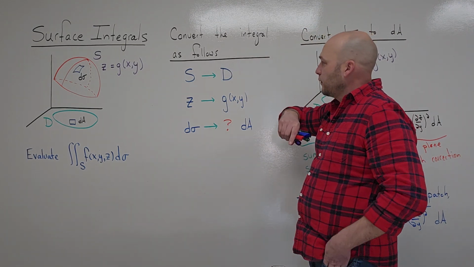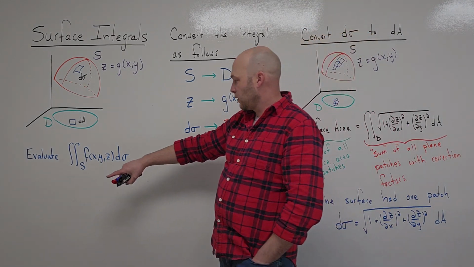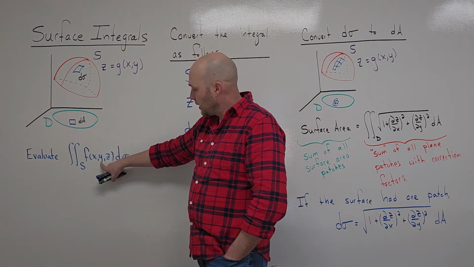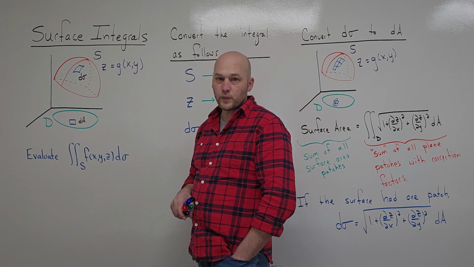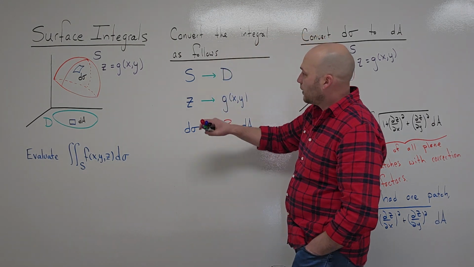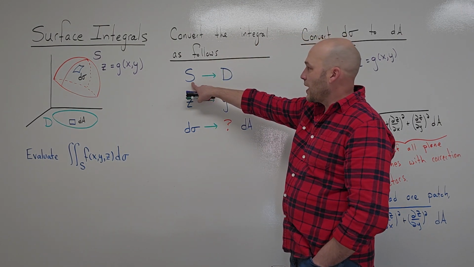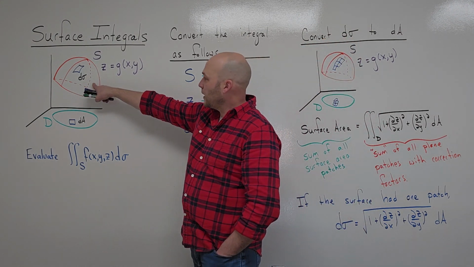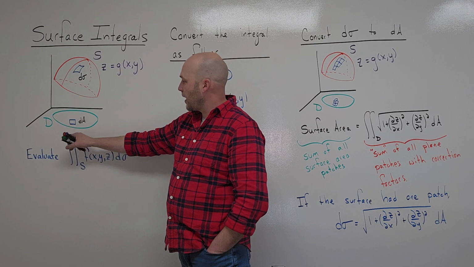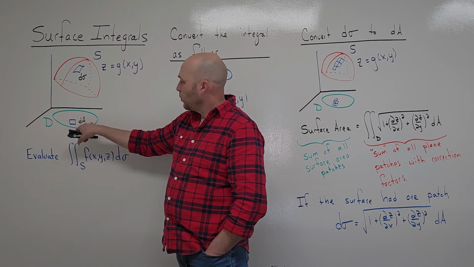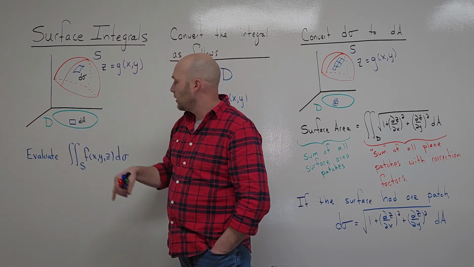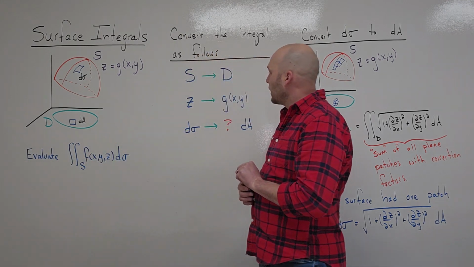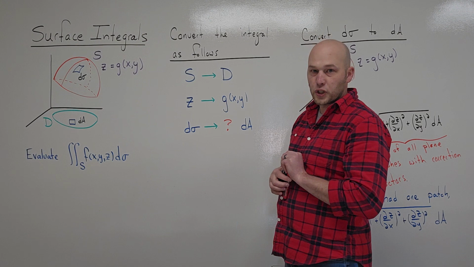I'm going to convert the integral as follows. I have to convert 3 different parts of this: the region of integration, the integrand, and the differential. So let's see what happens here. I'm going to convert the region of integration S to D. For the curved surface in 3 space, I'm going to look at the projection of that onto the XY plane, which is going to be this plane region in 2 dimensions. So S gets projected down to its shadow.